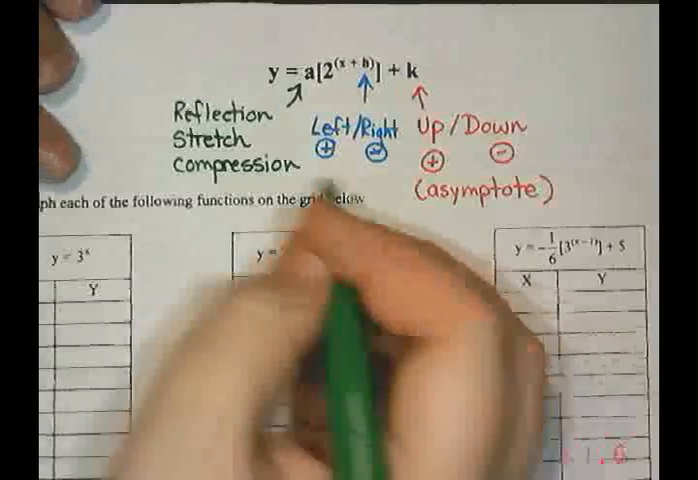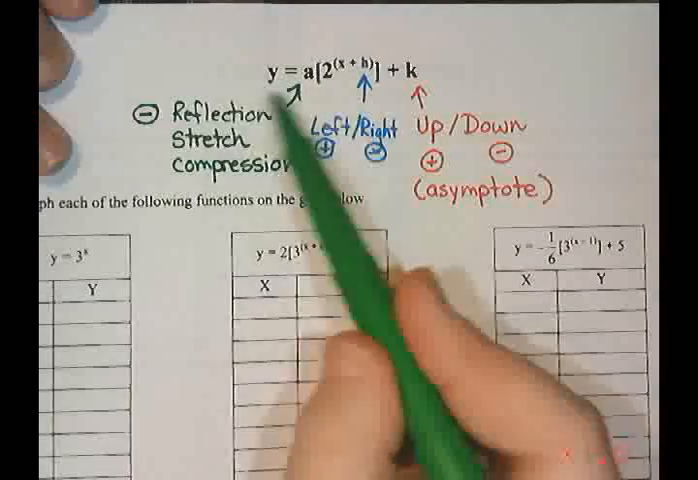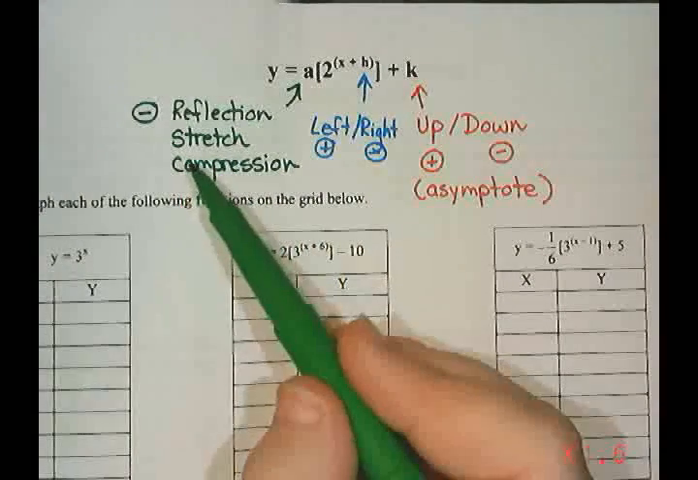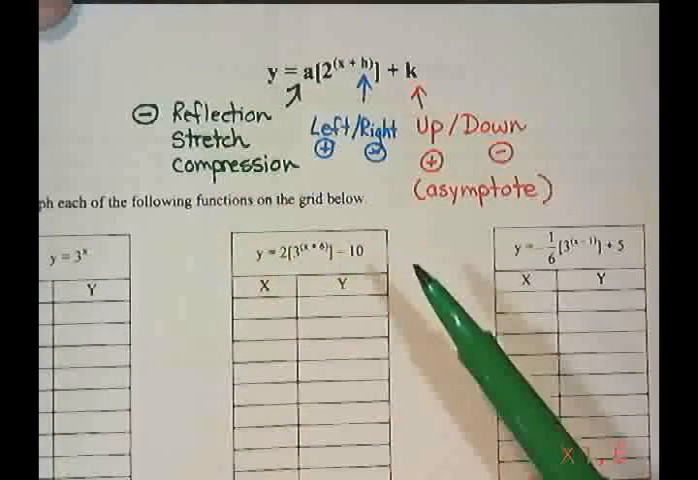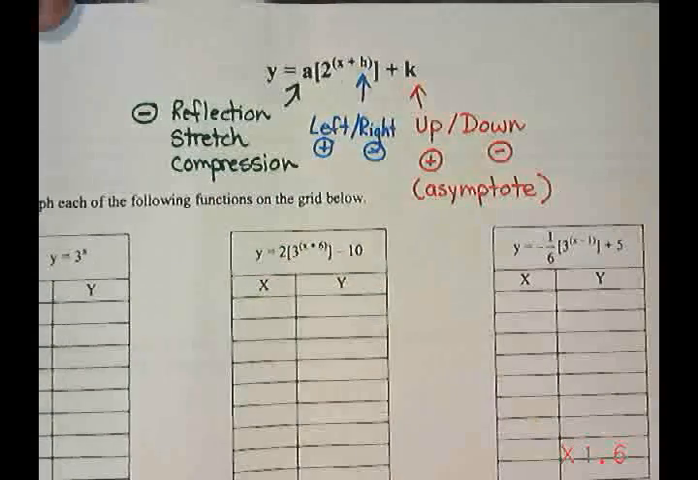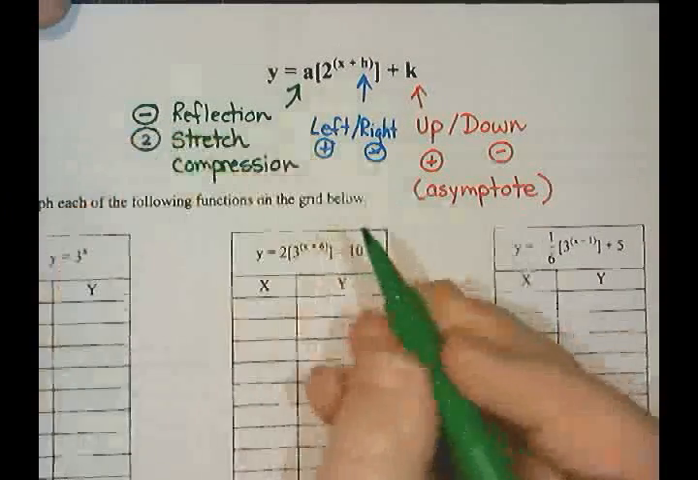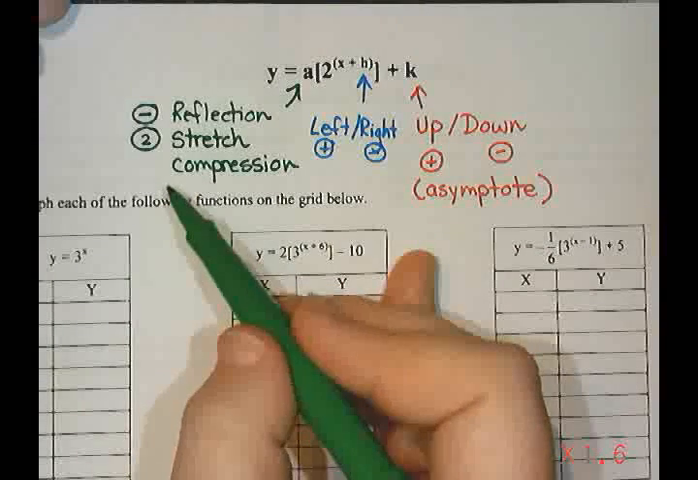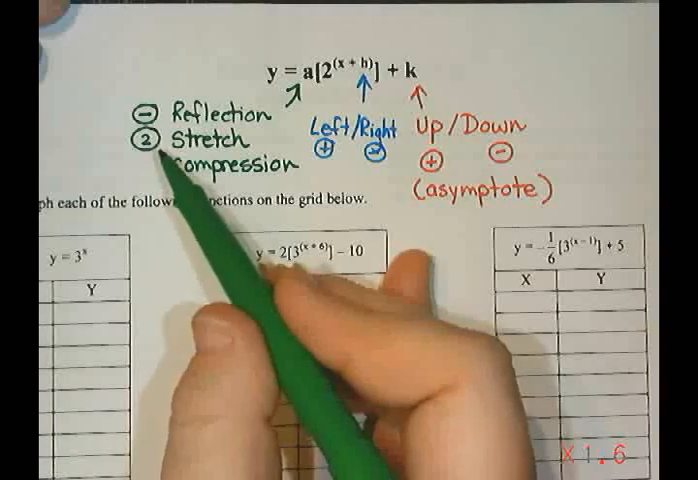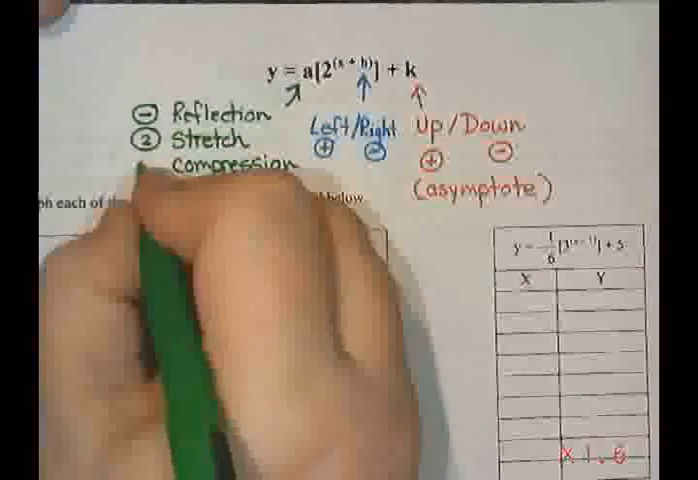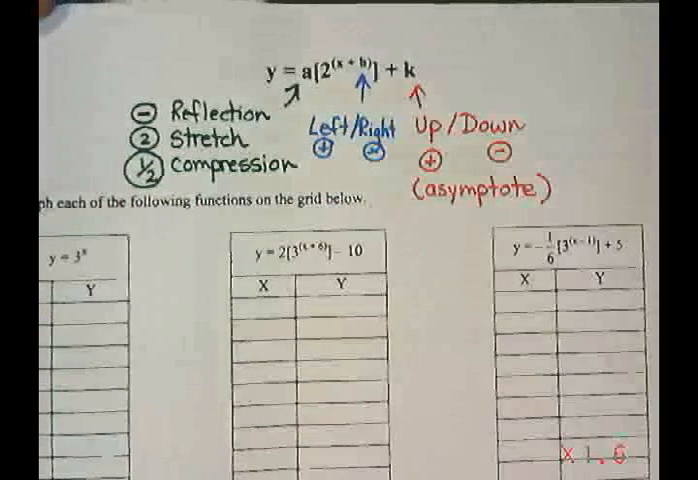So what makes a reflection? Putting a negative in front of our base function is always going to make it a reflection. A stretch is always a number bigger than 1. So 2, 3, 4, 5, 6, 7, 8, 9, 10. Today I'm going to just pick the number 2 as an example. And a compression is going to be something where it's less than 1. So a fraction or a decimal, say 1/2 or 1/3 or 0.5. I'm going to just say a half as my example for today.